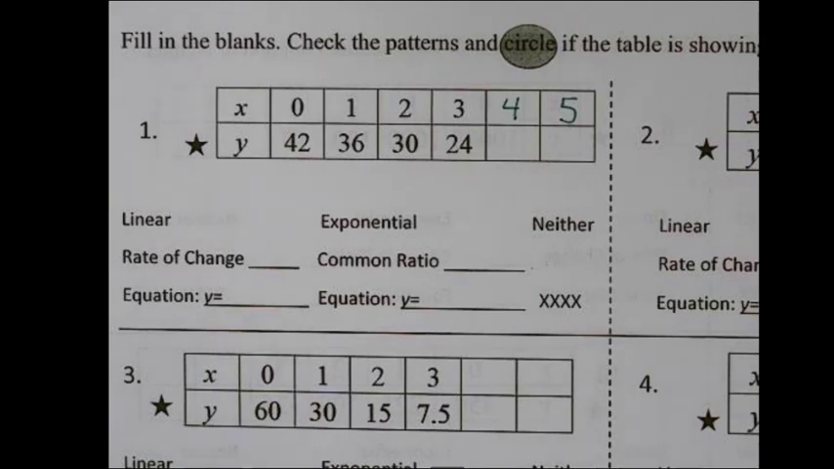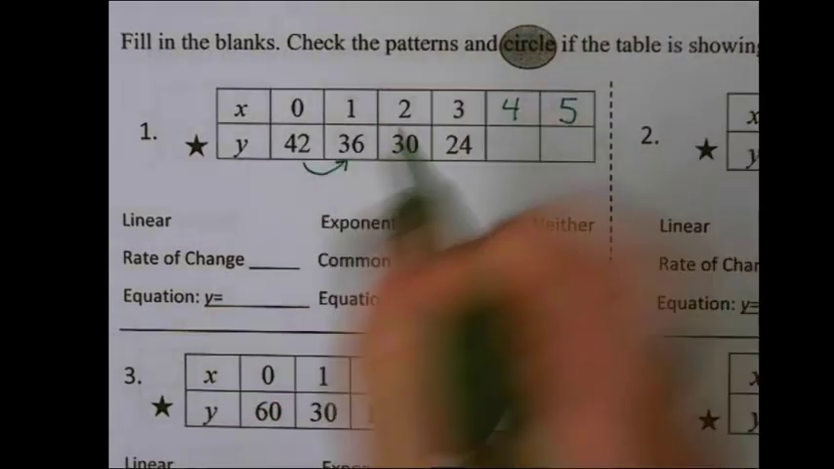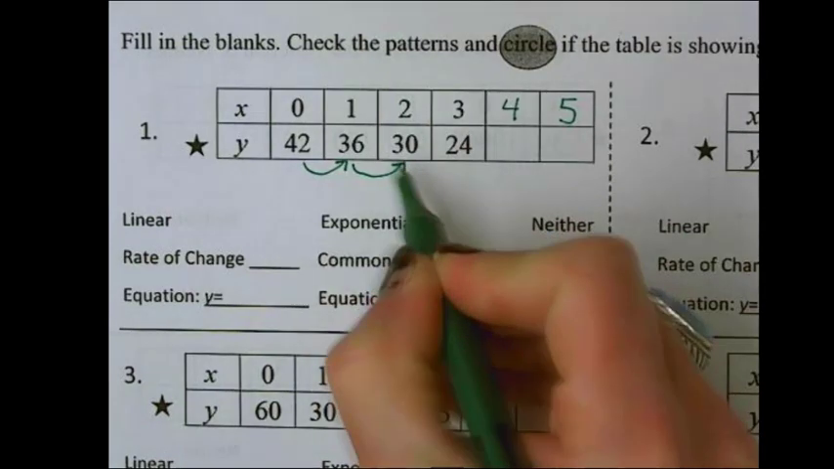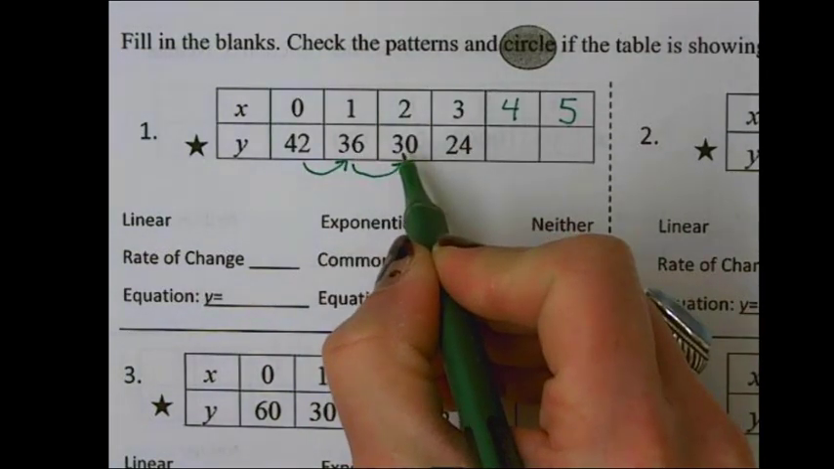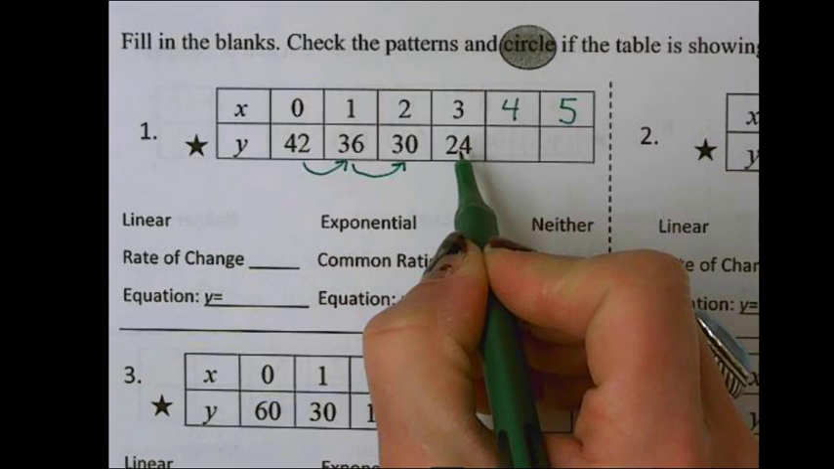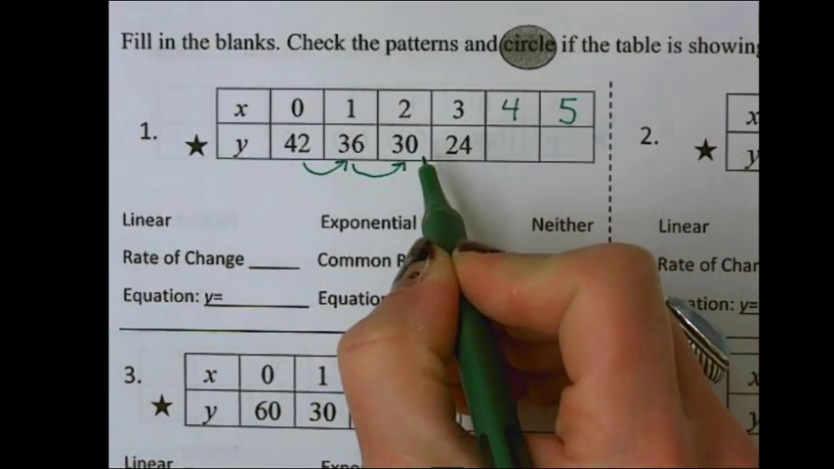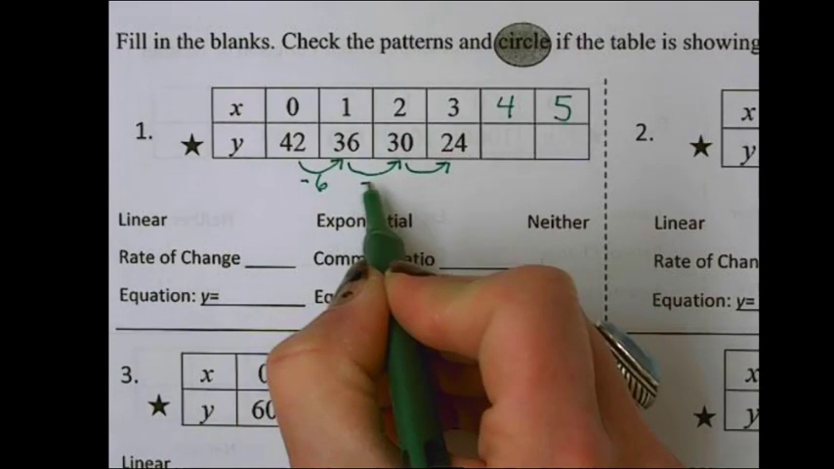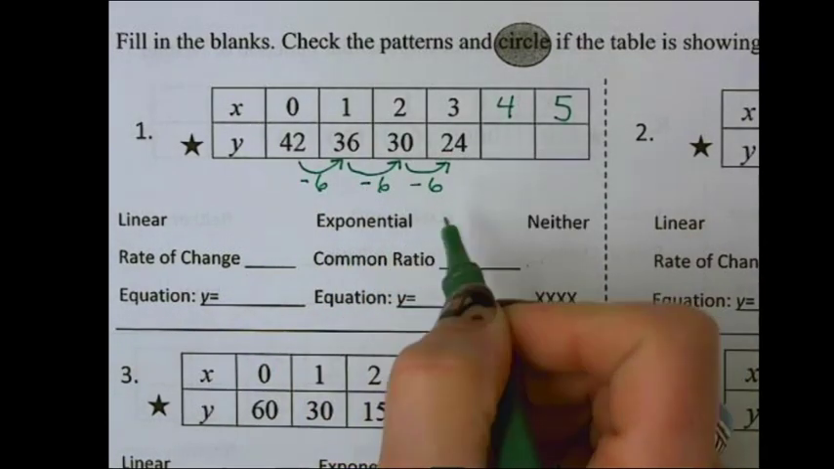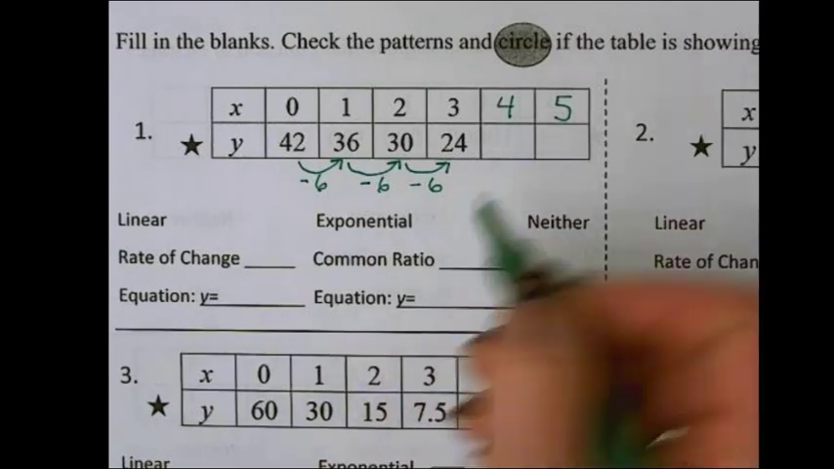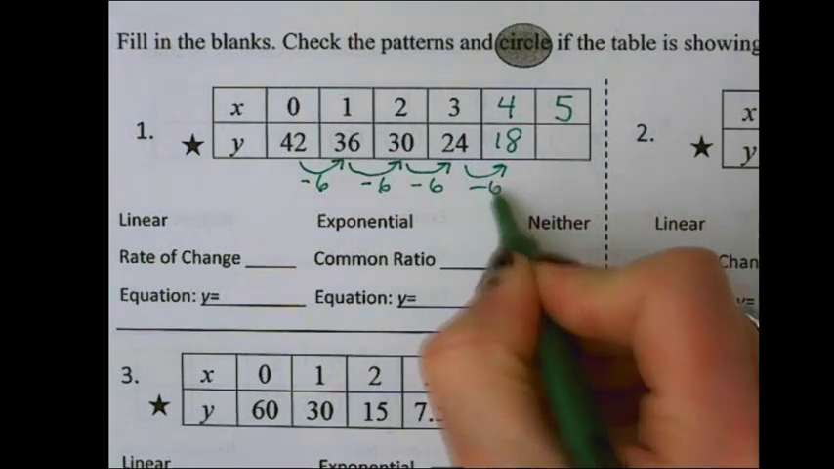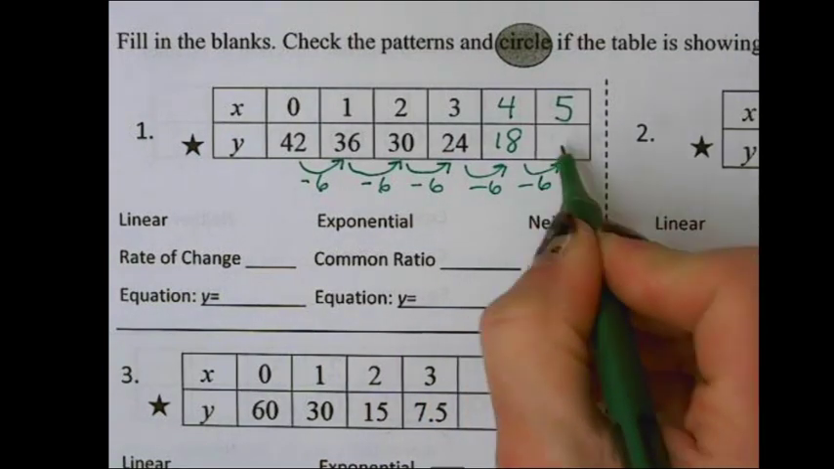So let's check it out here. We're going from 42 to 36. So I think we're subtracting by 6. Let me see if that keeps working. 36 minus 6 is 30. 30 minus 6 is 24. So it looks like that is definitely what the pattern is. So now I'm going to complete my missing 2 spots. 24 minus 6 is 18. 18 minus 6 is 12.